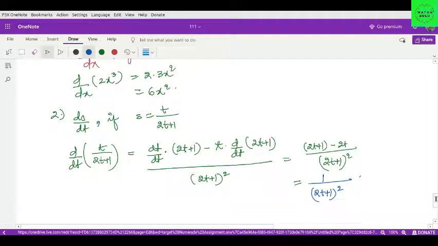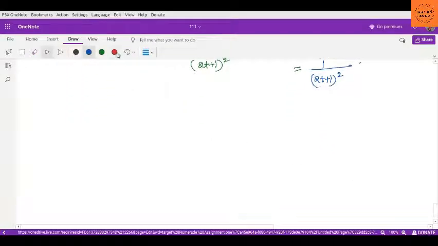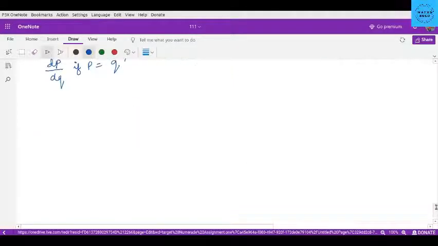And here also you have to solve one problem as homework. So you have to solve this problem and comment in the comment section below. If you are not able to solve, then we will discuss it in the next lecture, that is lecture number 3. So don't worry, please attempt this problem. The problem here is you have to find dp upon dq if p equals q to the power 3 upon 2. So this is the homework.